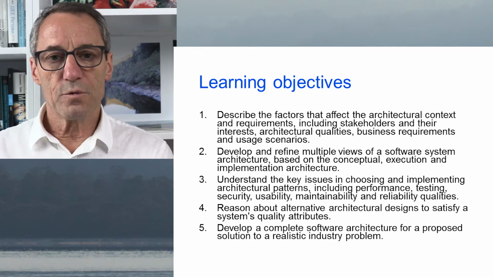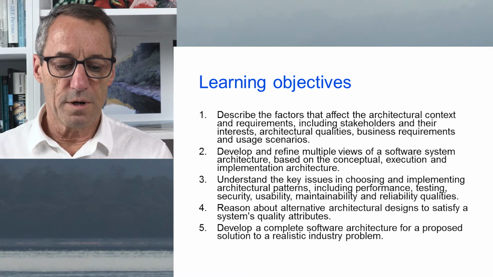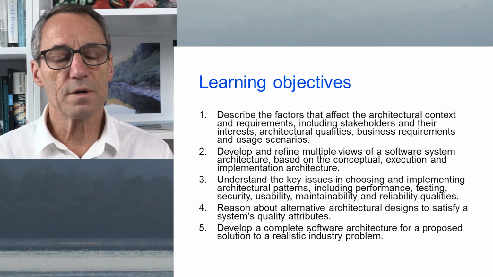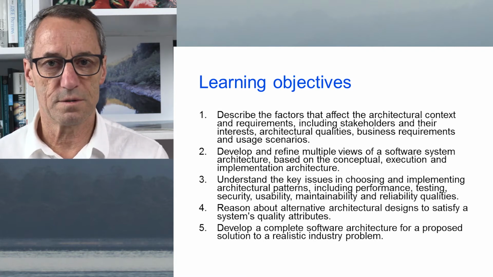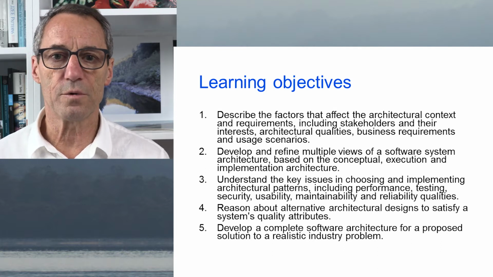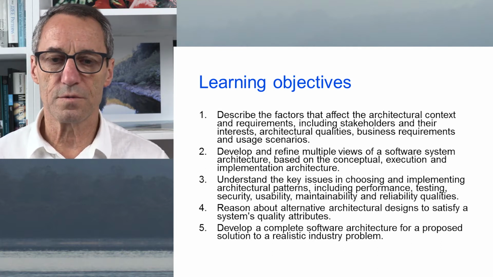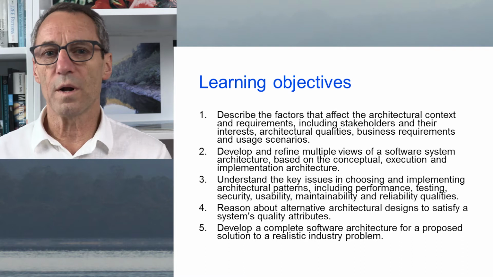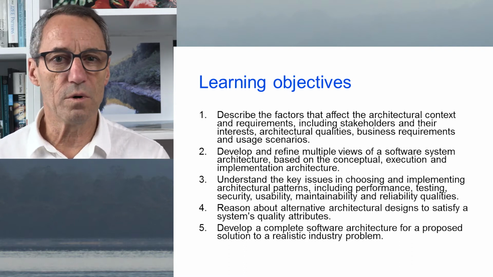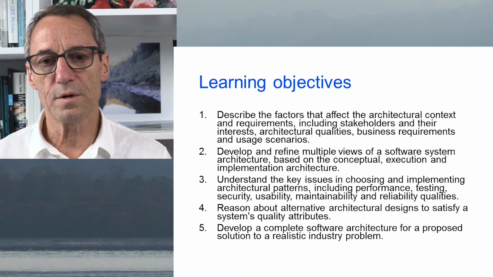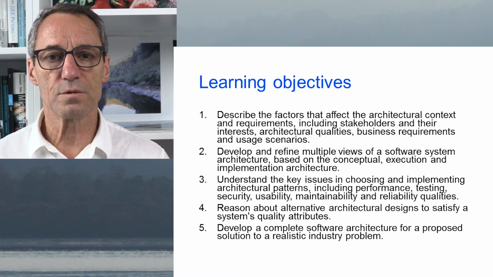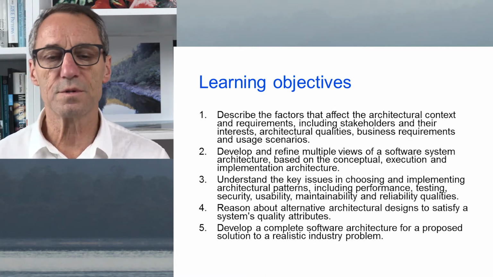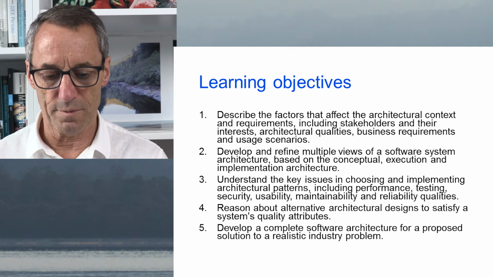The fourth objective is to be able to reason about alternative architectural designs to satisfy system quality attributes. Now this is important because it's not enough just to go and get one answer, any answer. You really should be able to come out with different architectures that are better suited to different circumstances. This is because there isn't any one answer. A lot of answers will work, and a lot of the qualities of software architectures do contradict each other, and so you can favor one as opposed to the other, and as a consequence you get different architectural answers to the same problem.